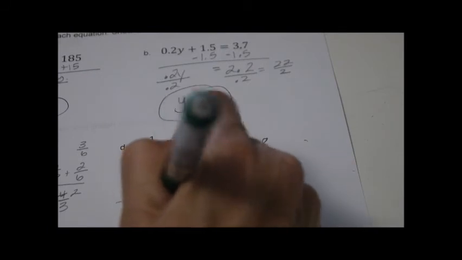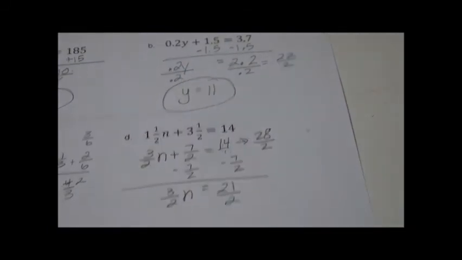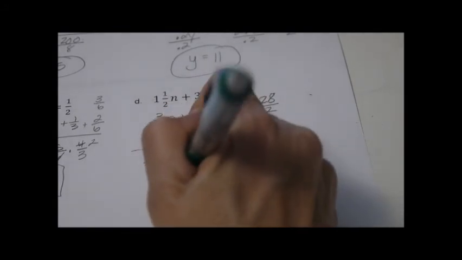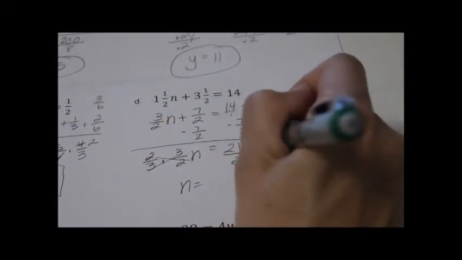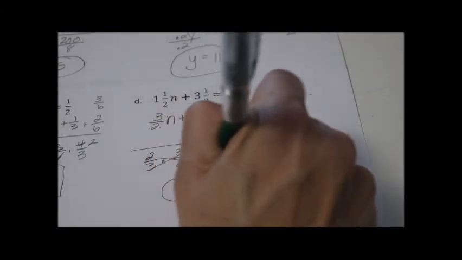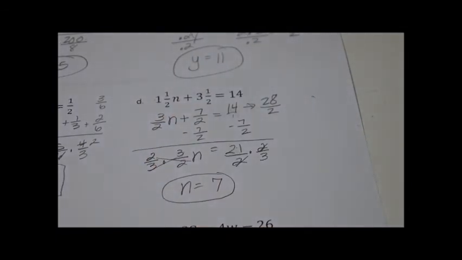So now we have 3/2 n equals 21 halves. Okay, multiply by the reciprocal, both sides. There we go. So n equals, those cancel out, 21 over 3, which is 7. So that was nice. Okay.